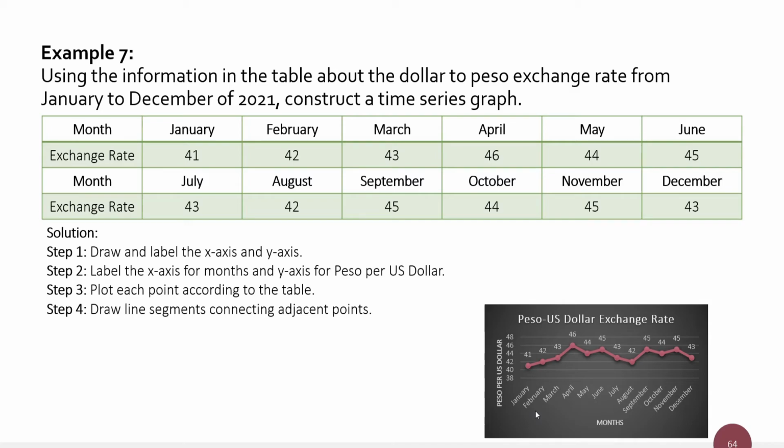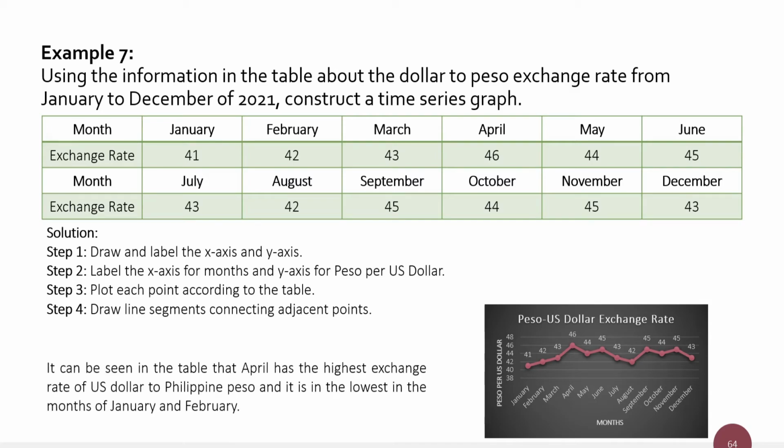Okay? So, it can be seen in the table that April has the highest exchange rate of US dollar to Philippine peso, and it is the lowest in the months of January and February. So, kita naman natin na yung April ang may pinakamataas na exchange rate. And then, yung January and February ang may pinakamababang exchange rate.